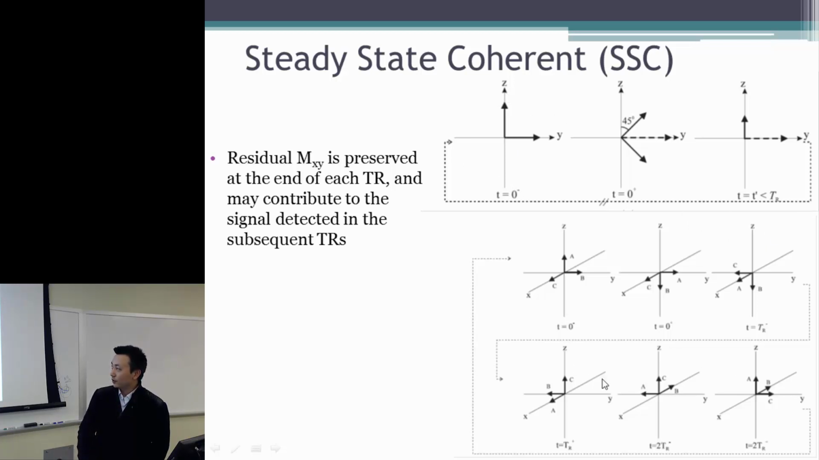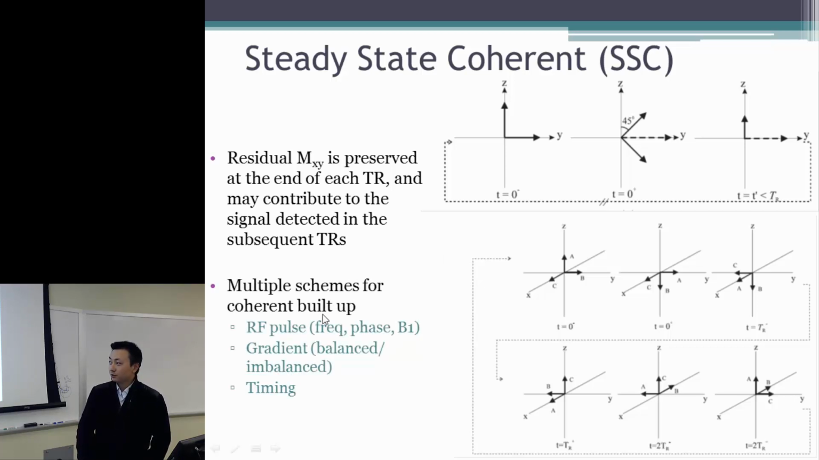So this is a more complicated one. It involves the magnetization along each axis. So you can take a good look at this. And we can immediately see that the formation of this coherent steady state actually depends on how you apply the RF pulse.